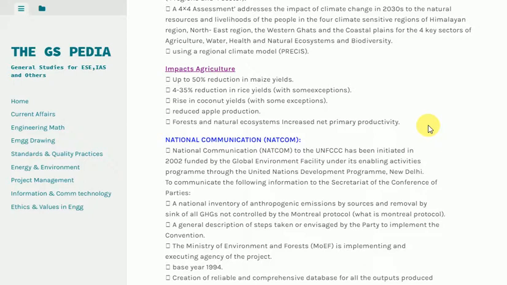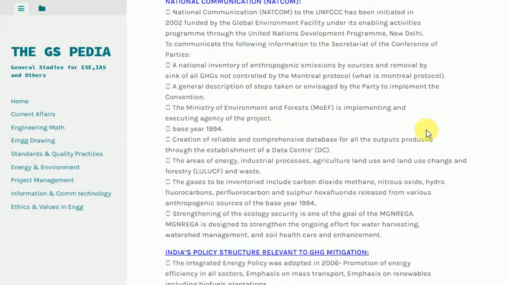Creation of a reliable and comprehensive database for all the outputs produced through the establishment of a Data Center (DC). The areas covered are energy, industrial processes, agriculture, land use, land use change and forestry, and waste. The gases to be inventoried include carbon dioxide, methane, nitrous oxide, hydrofluorocarbons, perfluorocarbons and sulfur hexafluoride released from various anthropogenic sources of the base year 1994.